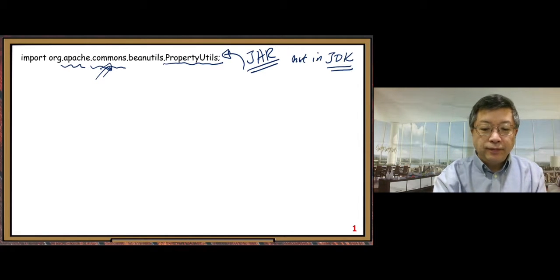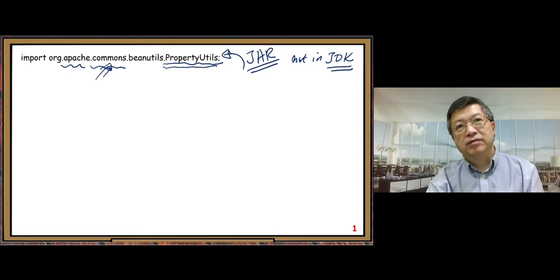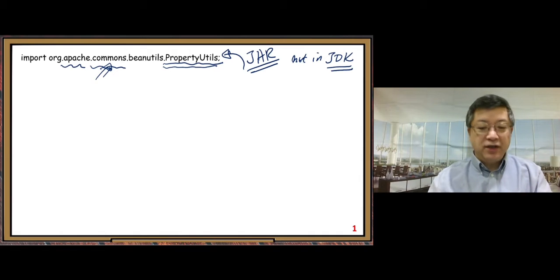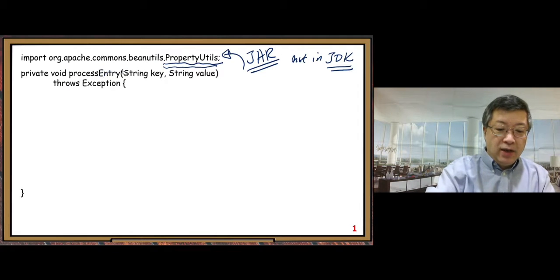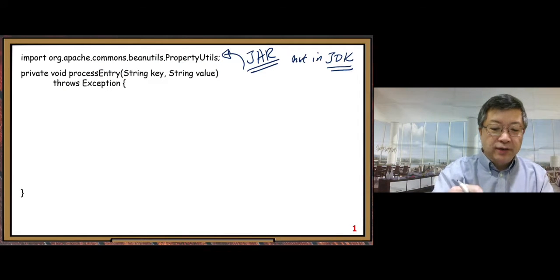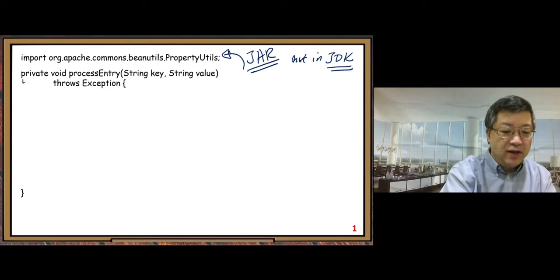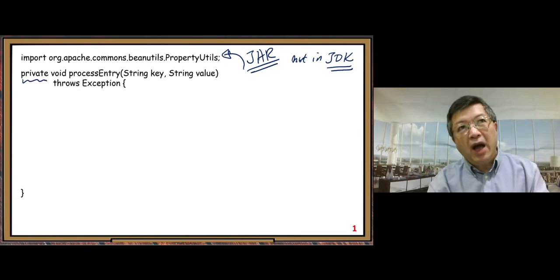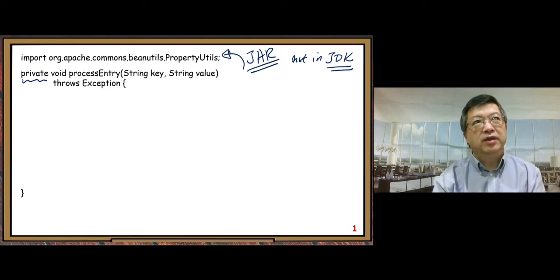Then we use this property utils class. All right. So next, let me show you how to use this class. First, process entry is private, so we do not allow outside people to access this method. Sometimes we like to do it in this way.